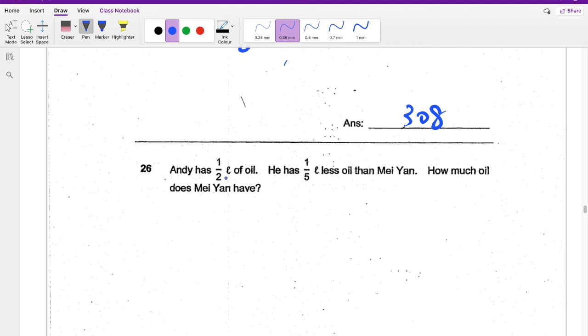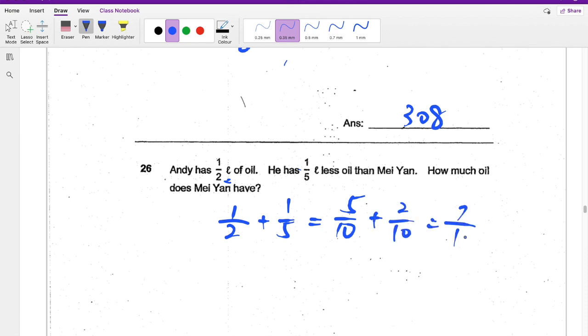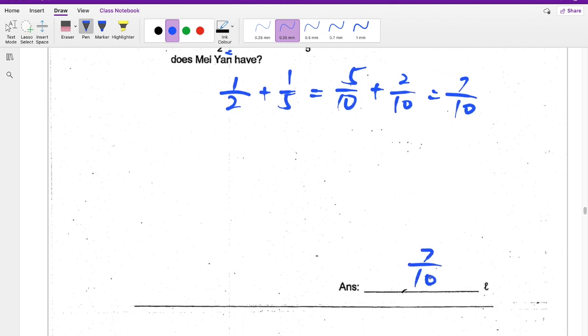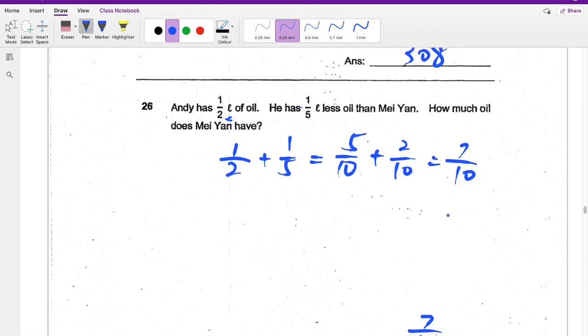26. Andy has half a liter of oil. He has 1/5 liter less oil than Mei Yan. How much oil did Mei Yan have? Well, this one is quite straightforward. Because Andy has less than Mei Yan, we need to use what Andy has, a half, plus 1/5. Which is 5 tenths plus 2 tenths equals 7 tenths. So the answer, we can say 7 tenths, where we use a fraction format here.